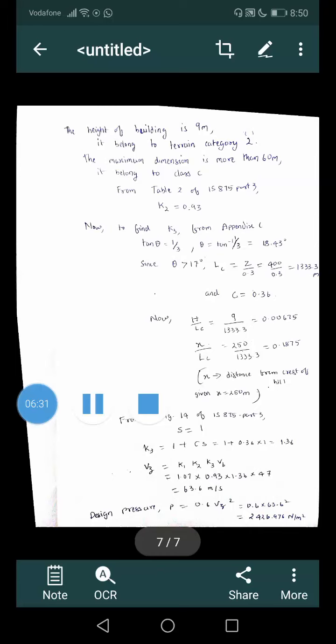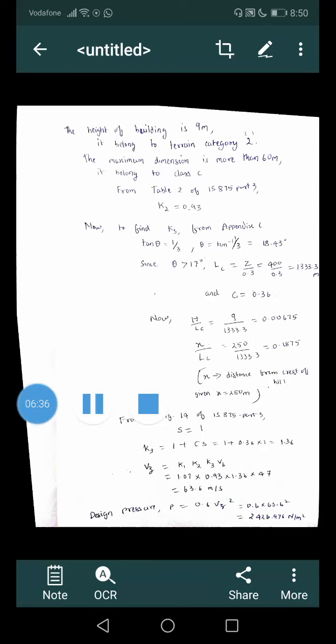Okay, now next you need to find K2. To find K2 you should know the terrain category and class. In order to know the terrain category, the height of the building is 9 meters, so it is given in the question. The eave board is at a height of 9 meters.